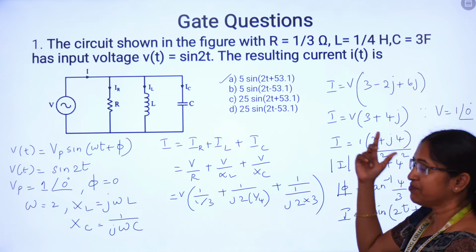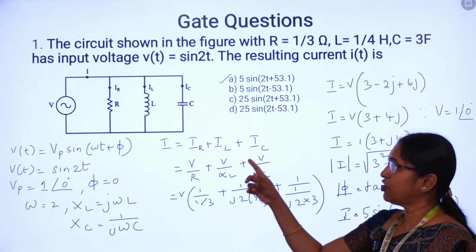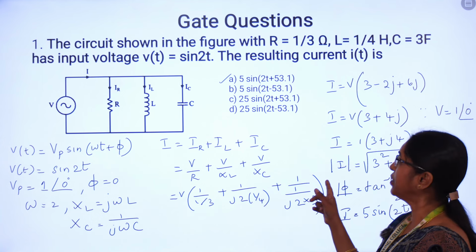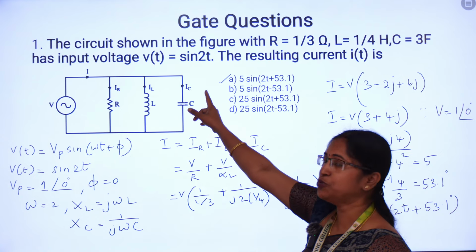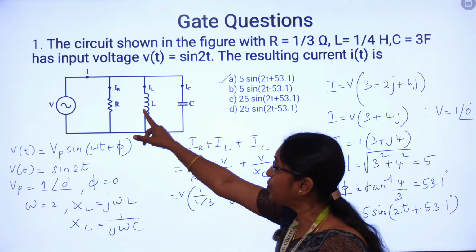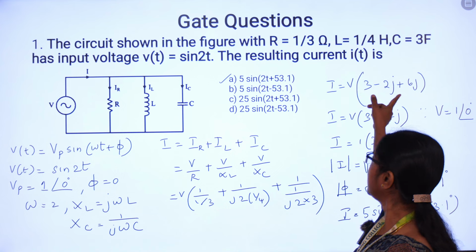Now we'll see some GATE questions. A circuit is given and it has all three elements, and all three elements are connected in parallel. The supply voltage V is given in the question as sin 2t. What they have asked us to calculate is the overall current flowing in the circuit. And the values of R, L and C are given.